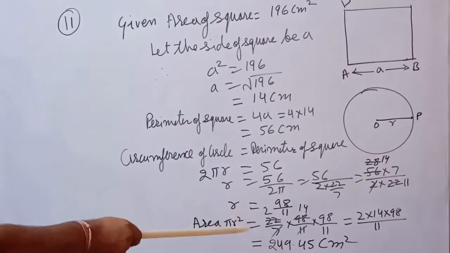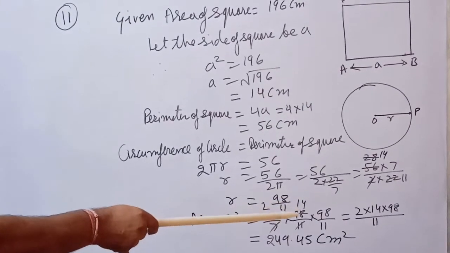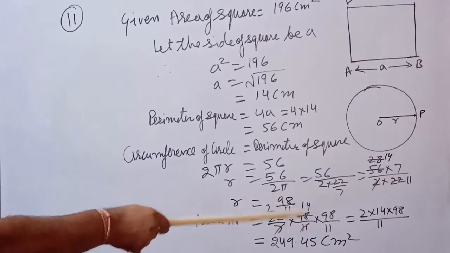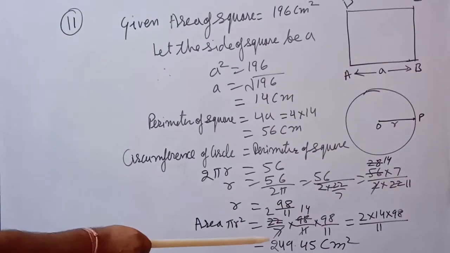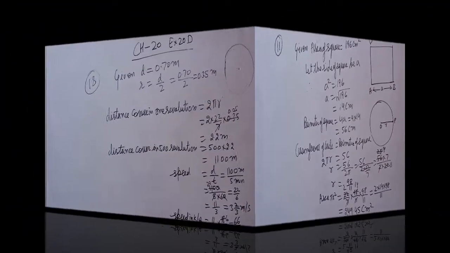11 to the 22 and 7, 14 the 98. So 2 into 14 into 98 upon 11 we got final, and when we divide 2 into 14 into 98 we got 249.45. So in that manner you will do the sum number 11.